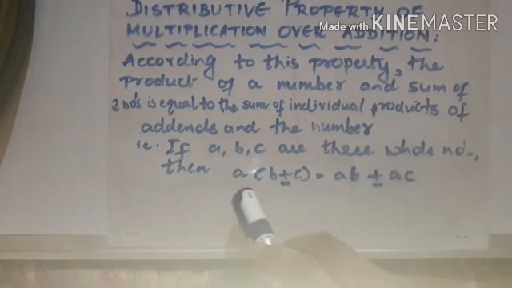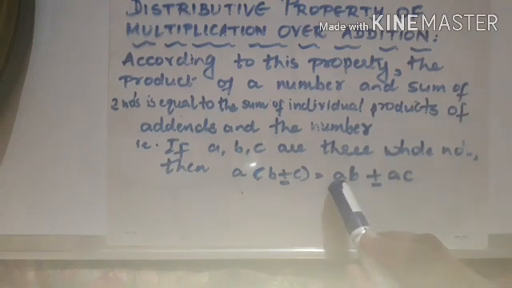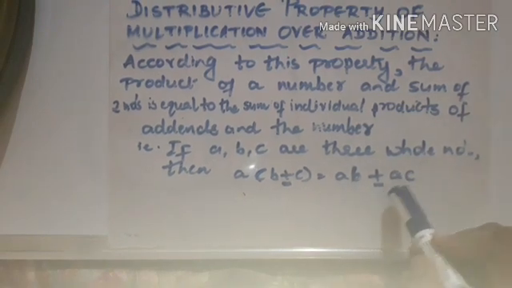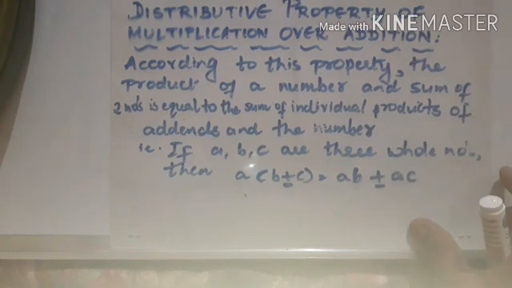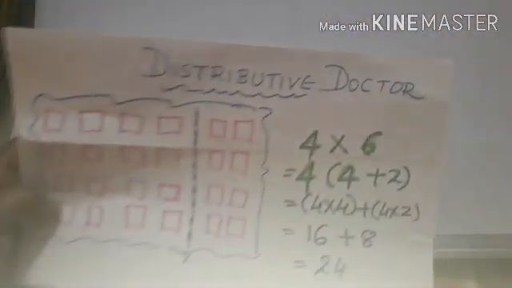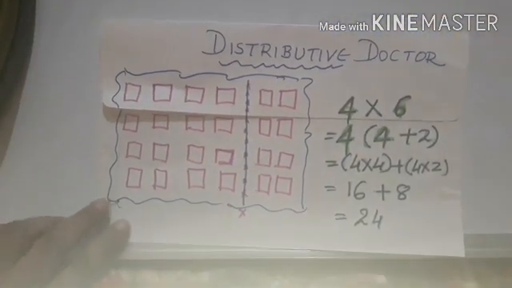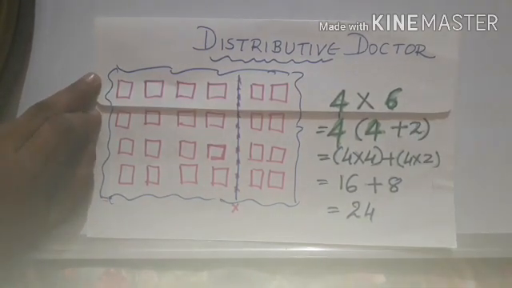If you have A into B minus C, then you will have A into B minus A into C. Now, it is very difficult to understand this language, isn't it? We will take the help of a doctor. Now how does the distributive doctor help us? See here the figure given.